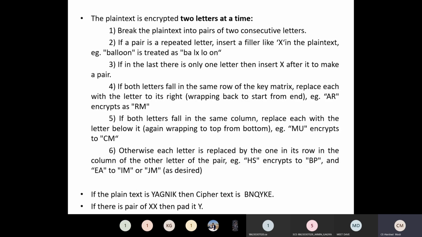In the same way, if both characters of the pair fall in a single column, then we take the character below as the cipher character. And the third case is if both characters form a rectangle, which means they are not in the same row and also not in the same column. Then the cipher character is found by looking at the row of the first character and the column of the second character. We will see it by example so that it will be easy to remember.